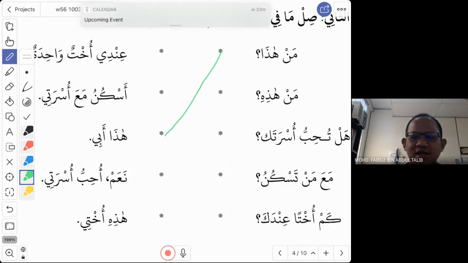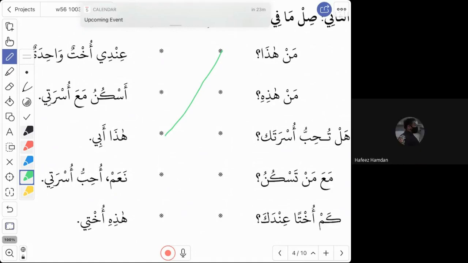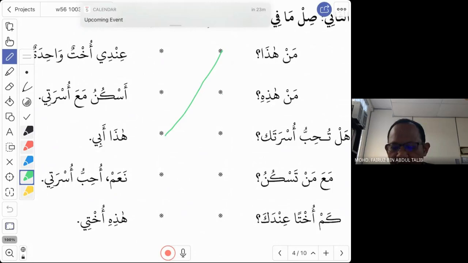Who would like to try number two? Man hazihi? Hazihi ukhti. Shukran. Man hazihi, and who is this? The same question, but now for female. Hazihi ukhti, and hazihi is my sister. I believe everybody should be able to use either haza or hazihi, yeah? Okay. Now, number three.